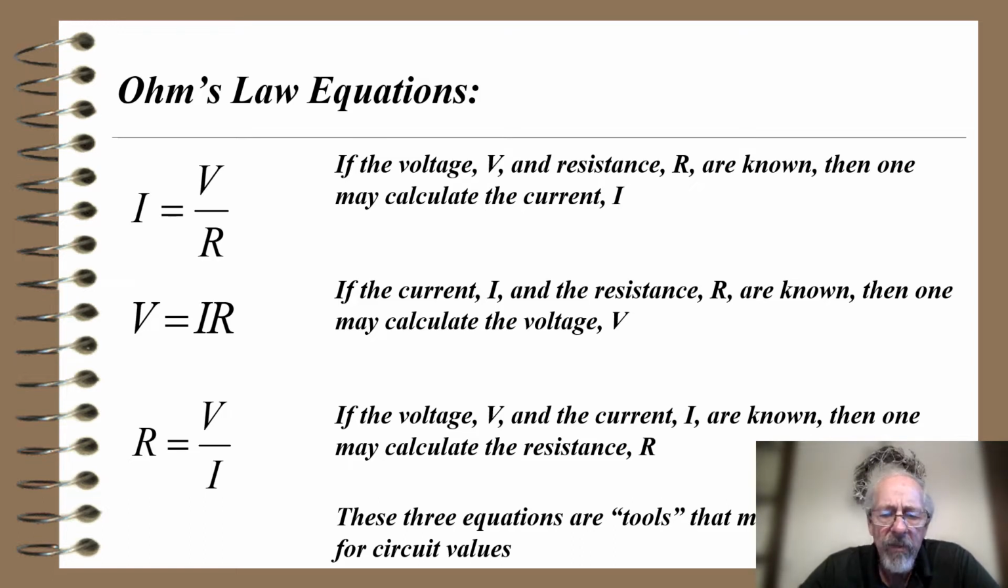And the last equation says that R equals V over I. So if the voltage and the current are known, then one may calculate the resistance R. So you might be told what the voltage is across a resistor and the current through it. This would allow you to calculate the resistance R. Again, these are three equations which are tools that you might use to determine circuit values. So Ohm's law can be manipulated in three different ways here.